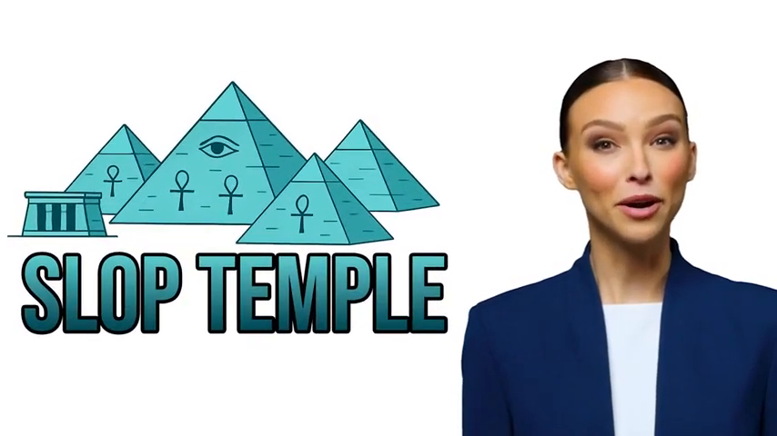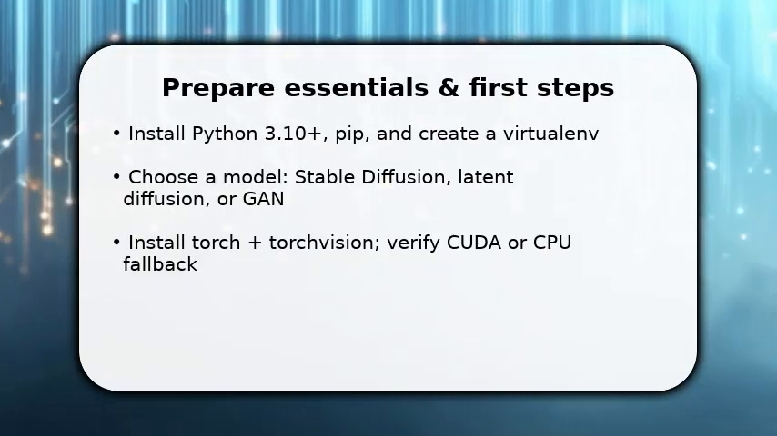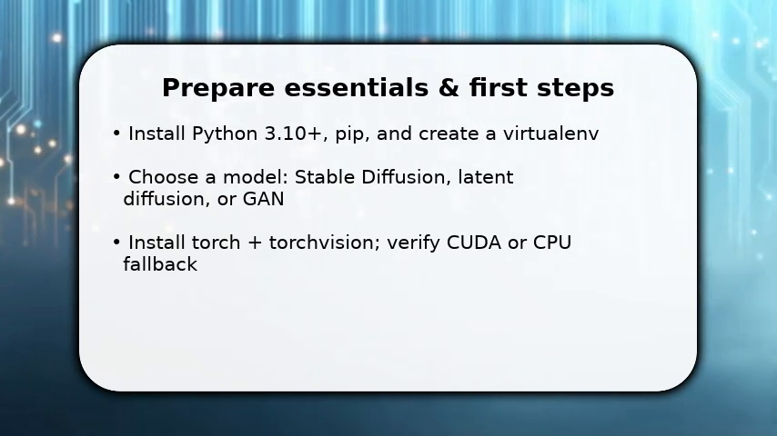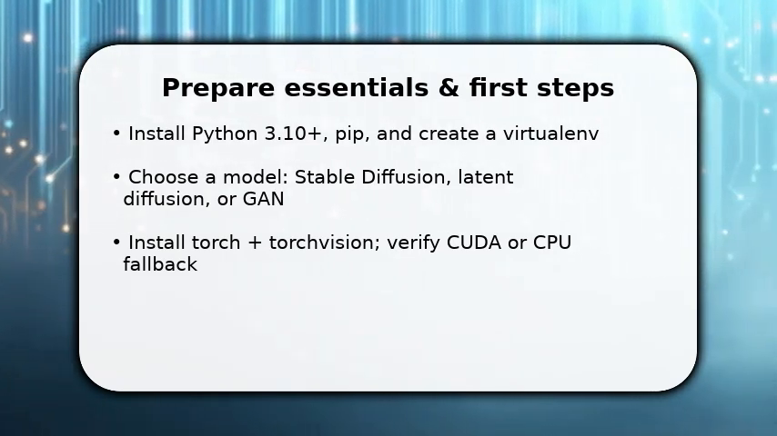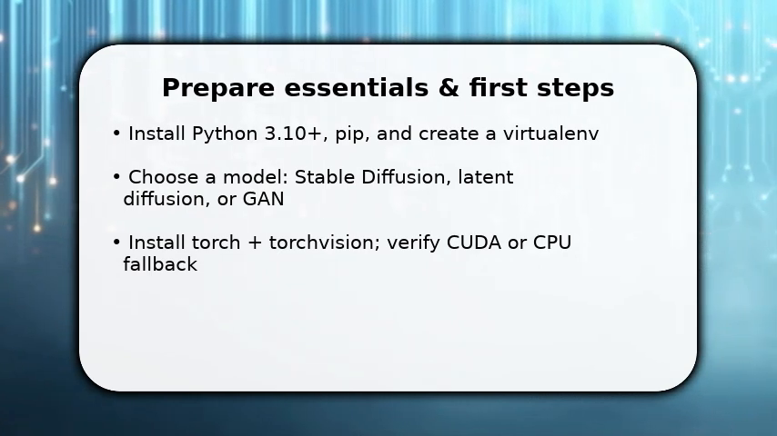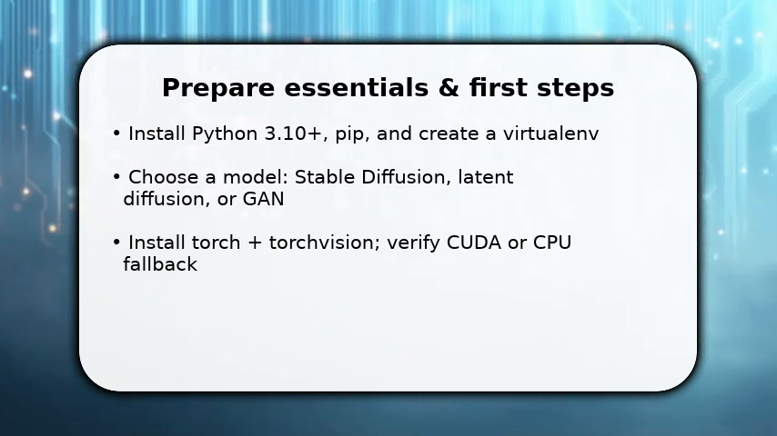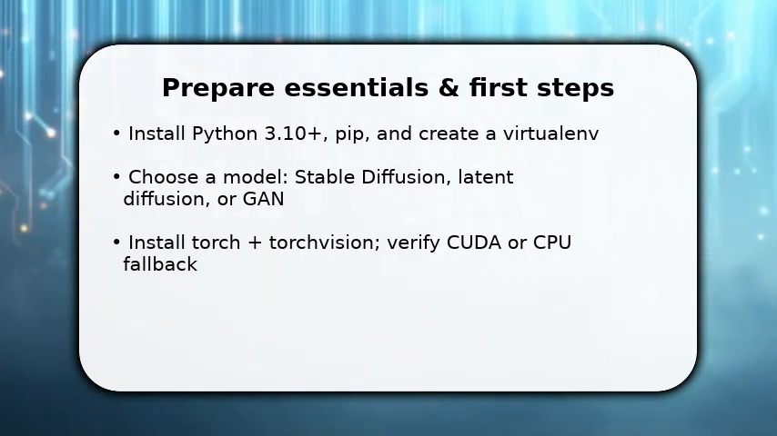We pray this video helps. You start by preparing the essentials. Set up Python 3.10 plus in a virtualenv and install pip packages. Once done, pick a generation model, Stable Diffusion or a GAN, because the architecture dictates preprocessing and memory needs.